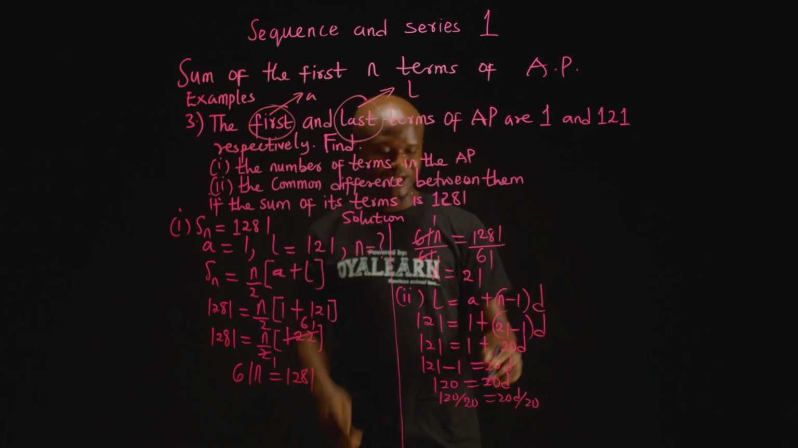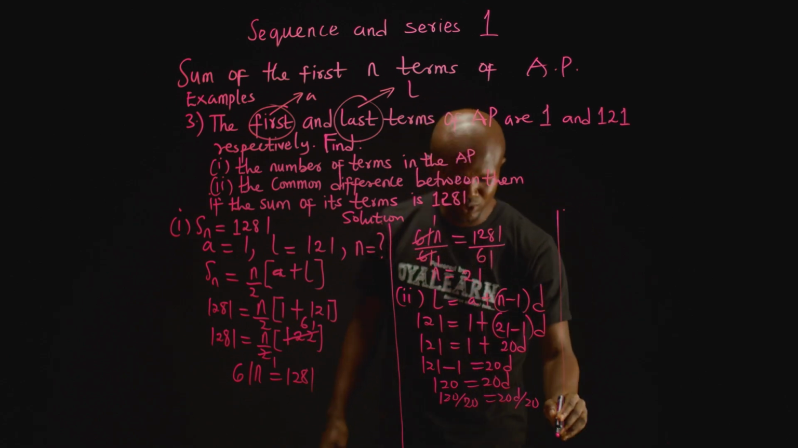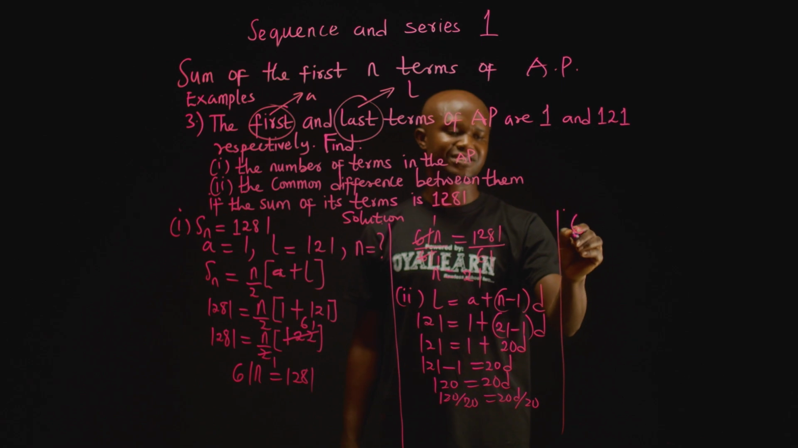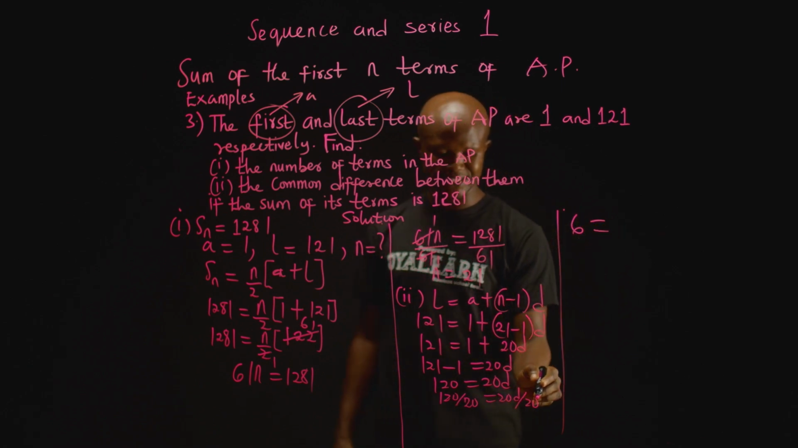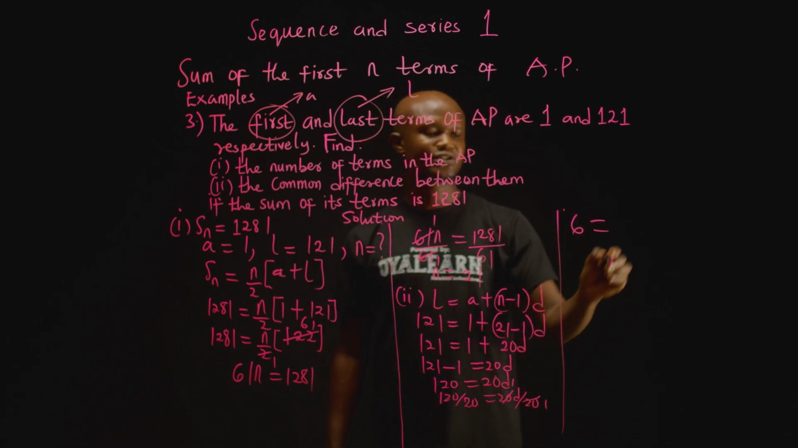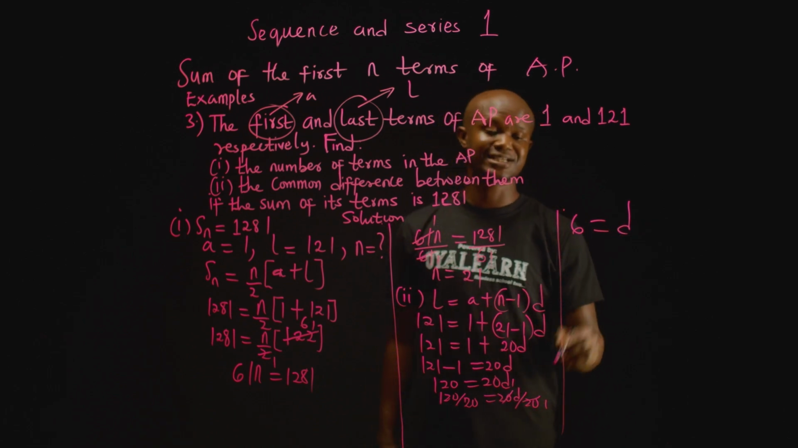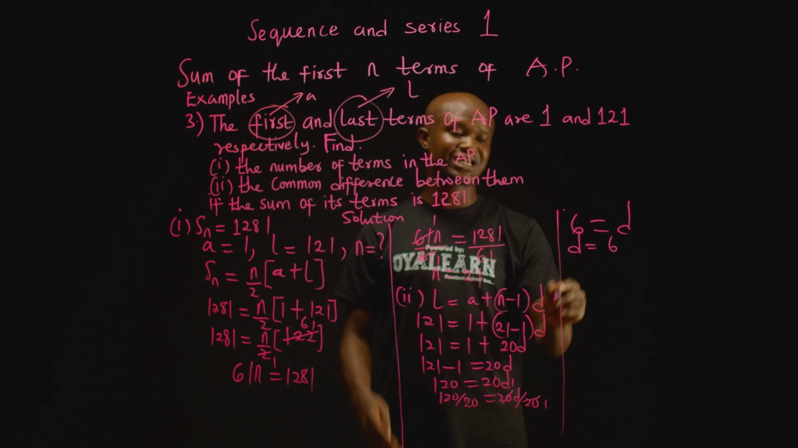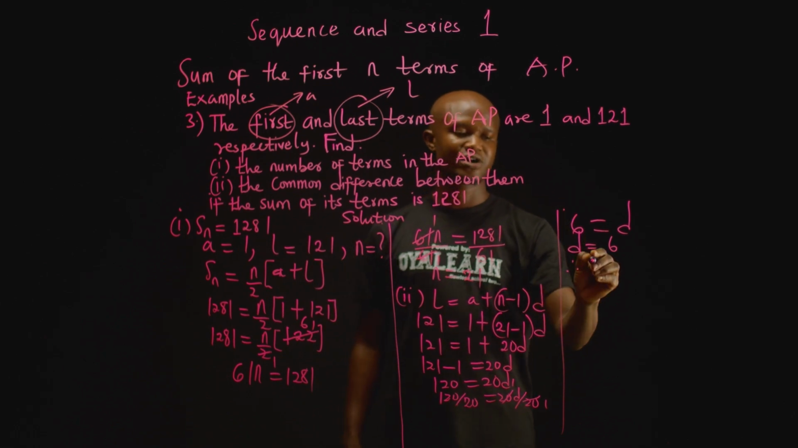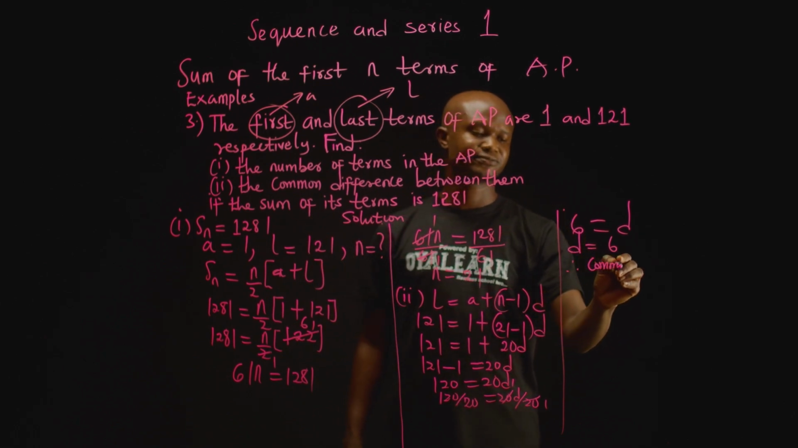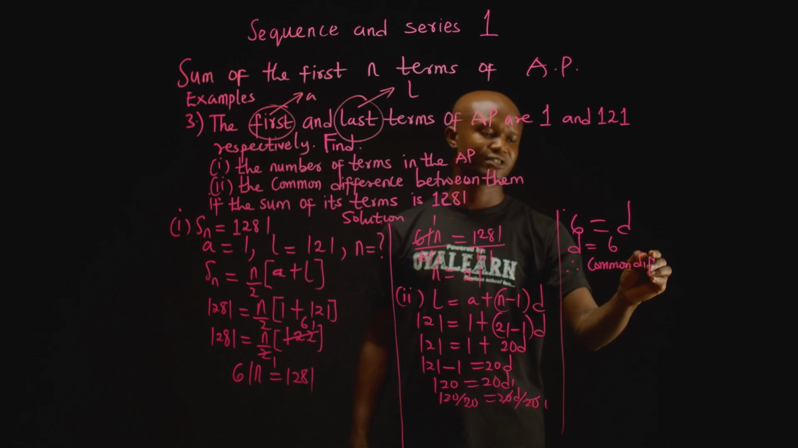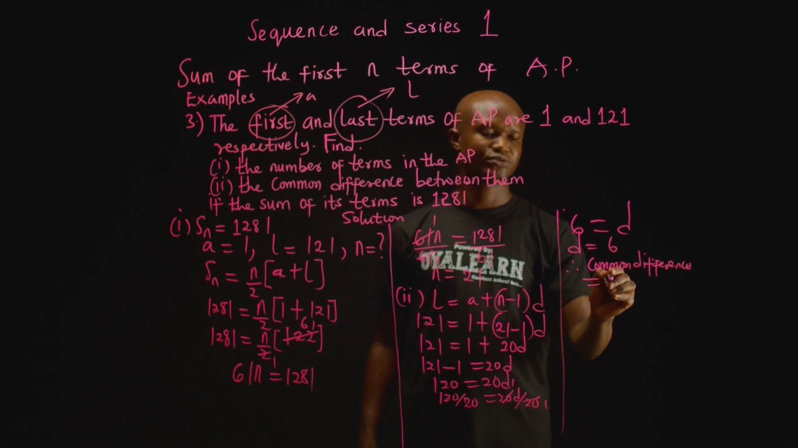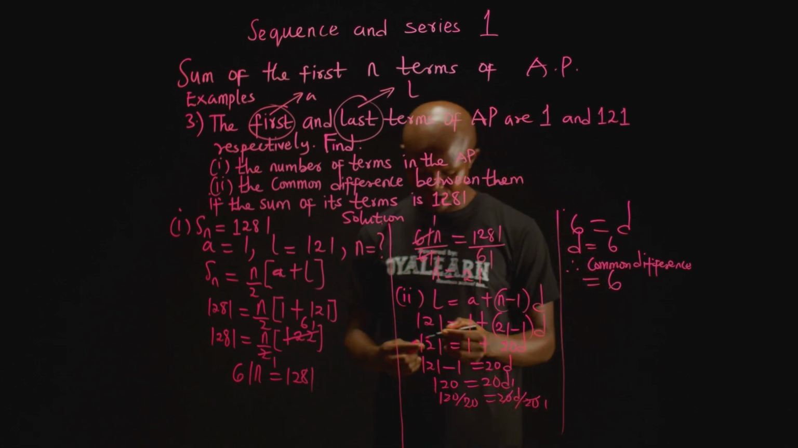In this case, we have the value of 120 divided by 20, we have 6. So this will give us 20 here 1, 20 here 1. So this gives us d. So d equals 6. So we can now conclude that the common difference equals 6. That is the solution to the problem.